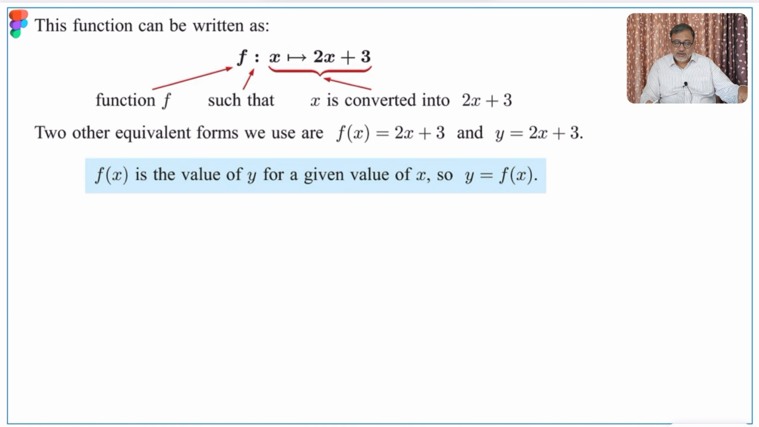Now look here, a function has different notations. In this way also we can write a function. f is a function such that x is mapped onto 2x + 3. They wrote converted into, but I will use mapped onto. Then there are two other ways to represent the same function: f(x) = 2x + 3, or y = 2x + 3. In any way you can represent a function. So f(x) is the value of y for the given value of x, so that y is equal to f(x).